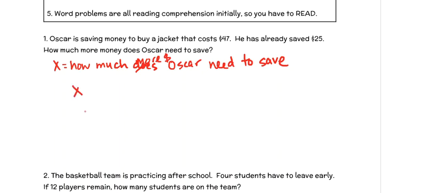I'm going to put that over here. Now we're going to reread the problem. Oscar is saving money to buy a jacket that costs $47. He has already saved $25. So X is how much more money Oscar needs to save, and we know the jacket costs $47 and he has already saved $25. So what are you doing to X to find the value? You are adding 25, because how much more he needs to save, with how much he's already saved, is going to give him the total cost of the jacket.